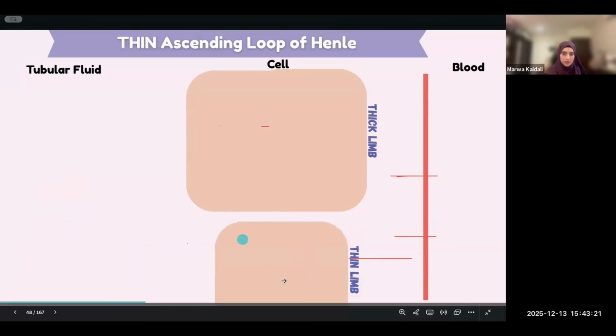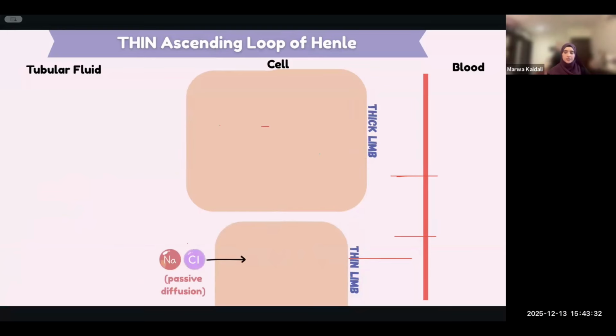So we have the thin part of the ascending loop, and we have the thick part of the ascending loop, okay? Let's start with the thin part of the ascending loop. Remember, we're trying to reabsorb sodium chloride. In the thin limb, it's very easy. We're just going to reabsorb sodium chloride directly by passive diffusion, okay? So sodium chloride will get reabsorbed by passive diffusion in the thin limb of Henle.